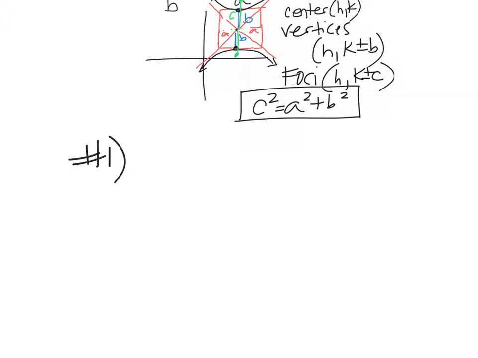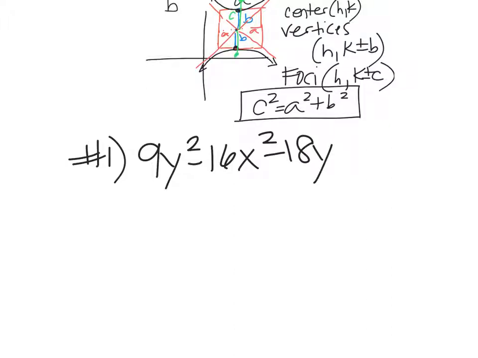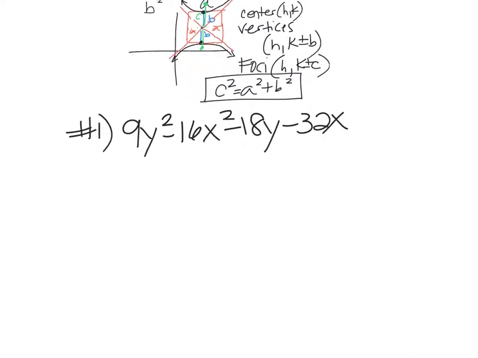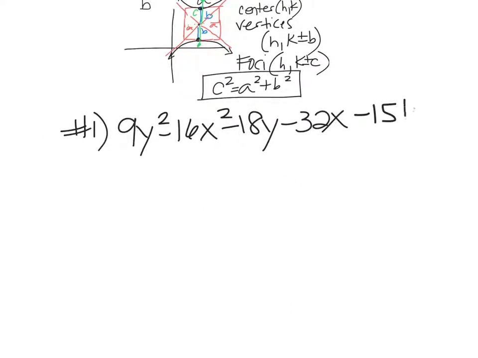Okay, let's see. Let's do this one. 9y squared minus 16x squared minus 18y minus 32x minus 151 equals 0. Okay.